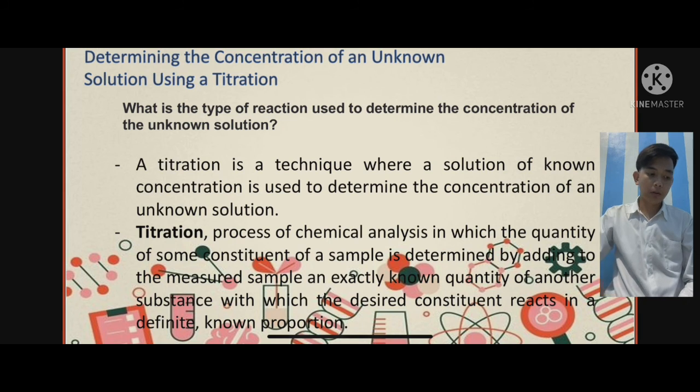Our topic for today is all about determining the concentration of an unknown solution using a titration. What is the type of reaction used to determine the concentration of an unknown solution? But before we start, what is titration? A titration is a technique where a solution of a known concentration is used to determine the concentration of an unknown solution. A titration is a process of chemical analysis in which the quantity of some constituent of a sample is determined by adding to the measured sample an exactly known quantity of another substance with which the desired constituent reacts in a definite known proportion.